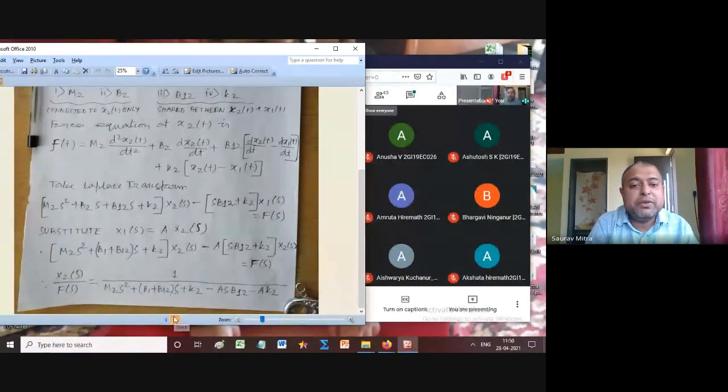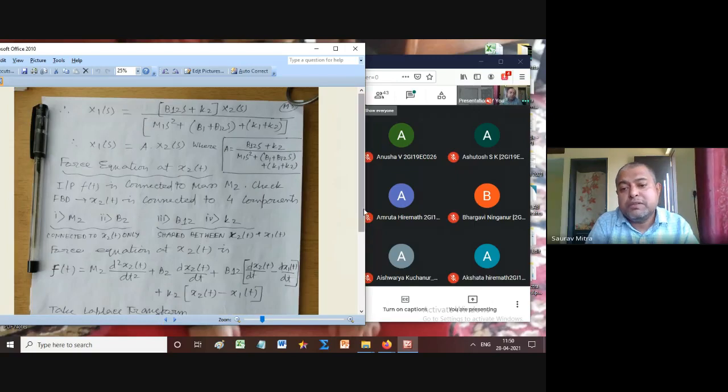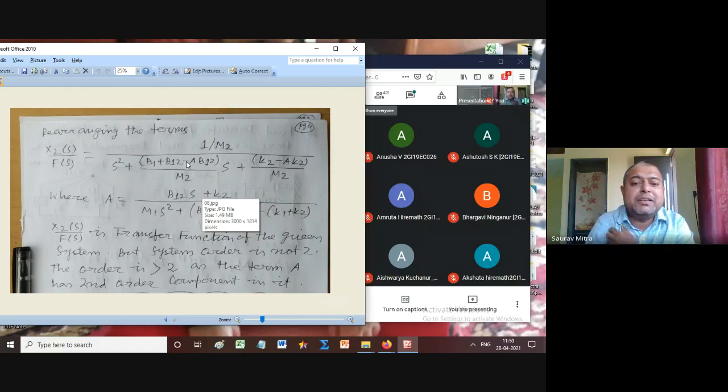So what is the last job that you can do? The last job is, for X2(s) by F(s), you can divide the denominator by m2. So divide the numerator and denominator by m2, and lastly you can substitute what a is. If you are dividing numerator and denominator by m2, you have to separate it out. It becomes an s square like this. But it is not a second order system. Why not? Because this a is also having an s factor inside it. So this is a caution I have given, where a is equal to a big thing.